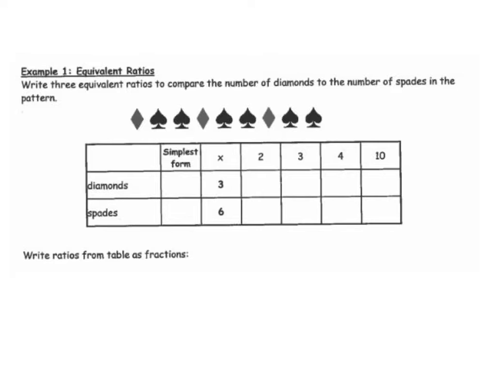So now what I'm going to do is it says write 3 equivalent ratios to compare the number of diamonds to the number of spades in the pattern. So basically, you're going to keep going and multiplying it every time. So the top number, that's called a scale factor. And what we do is we're going to go ahead and skip count. So this is 3 times 2 is 6, 3 times 3 is 9, 3 times 4 is 12, and 3 times 10 is 30. The next one is 6 times 2 is 12, 6 times 3 is 18, 6 times 4 is 24, and 6 times 10 is 60.